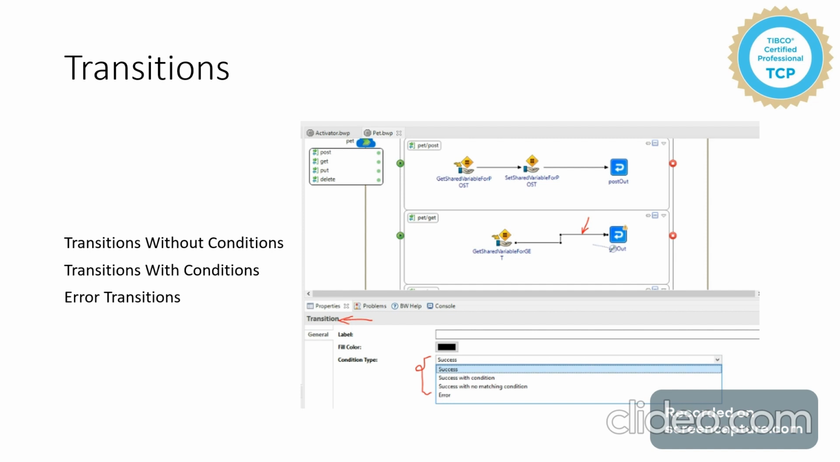in Business Studio. And there is another type of transition called error transition. These are special transitions that specify the activities or groups to execute in case of an error. When configuring an activity or a group, you can select one transition to take from the specified activity or group, and the activities or groups to be executed following the error transition.